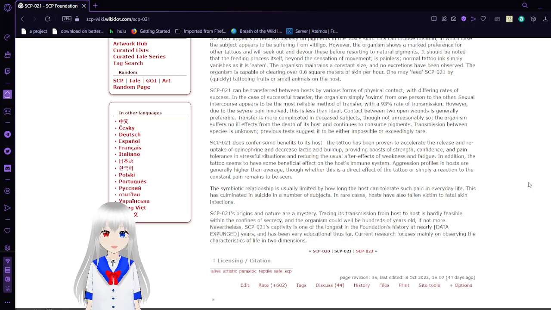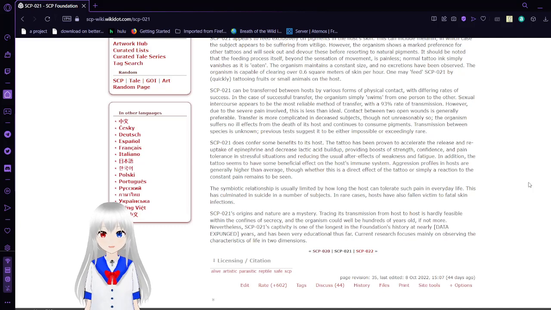Sexual contact appears to be the most reliable method of transfer, with a 93% rate of transmission. However, due to the severe pain involved, this is less than ideal. Contact between two open wounds is generally preferable. Transfer is more complicated in these cases, though not unreasonably so. The organism suffers no effects from the death of its host and continues to consume pigments. Transmission between species is unknown. Previous tests suggest it to be either impossible or exceedingly rare.